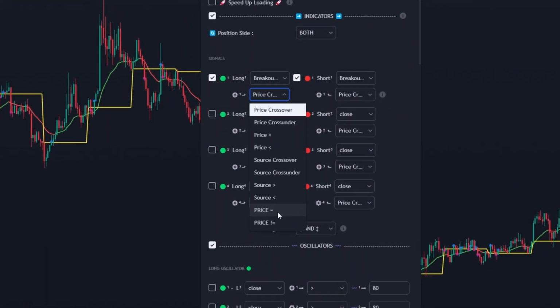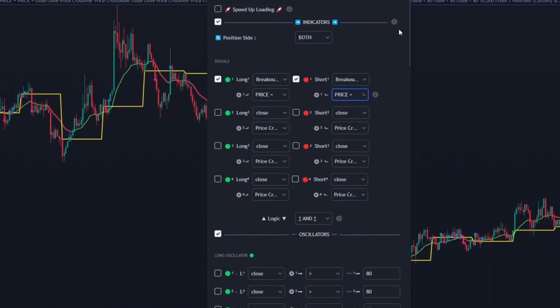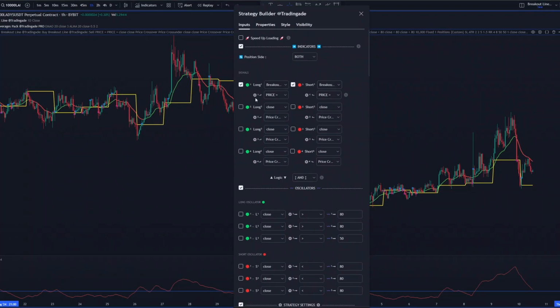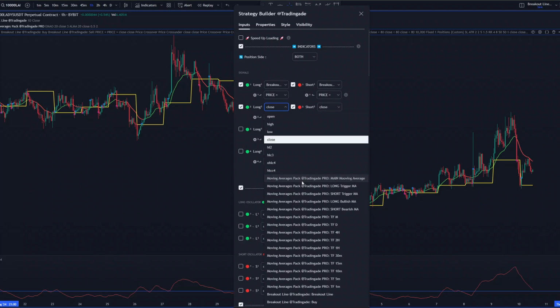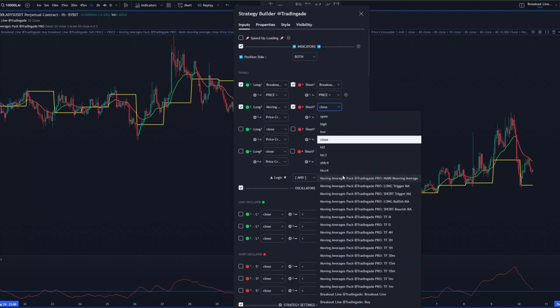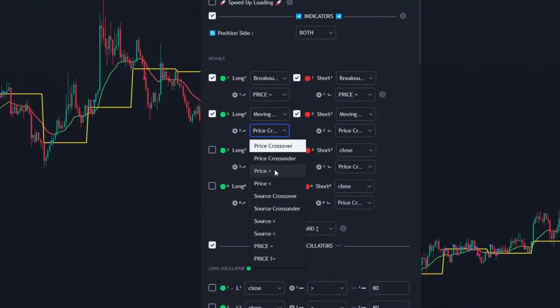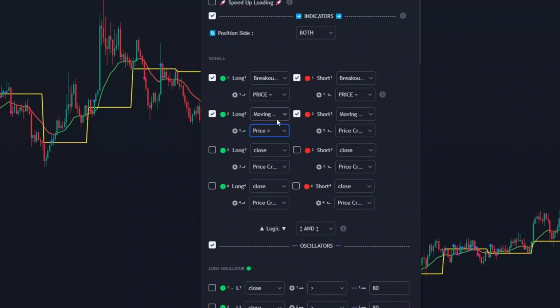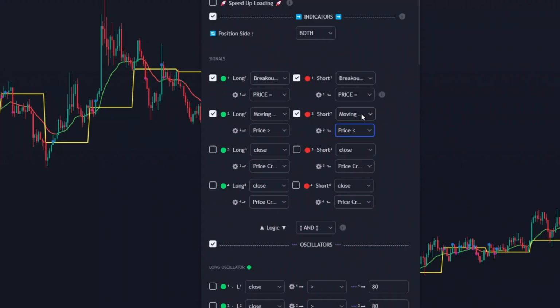In the settings, we set price equal, and the main entry signal is configured. Then we add another signal for the trend confirmation. We're gonna select main moving average. For the long side, we want the price that is above our main moving average, while for the short side, we want the price that is below our main moving average.